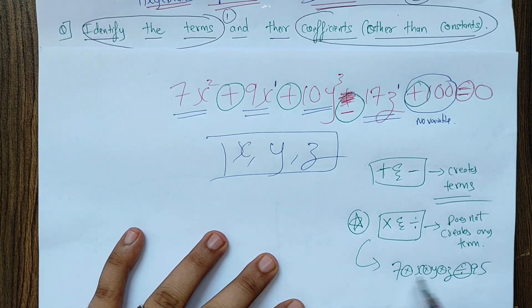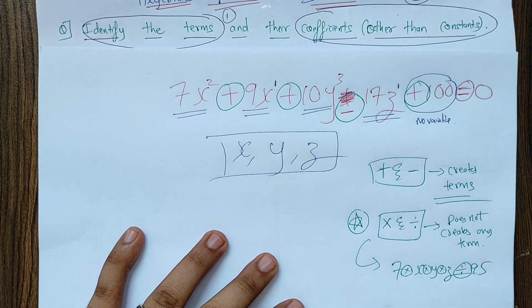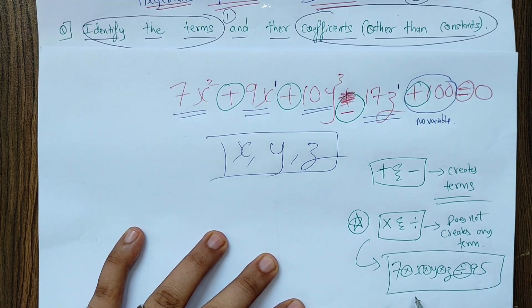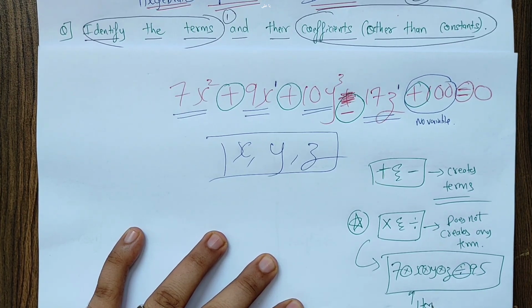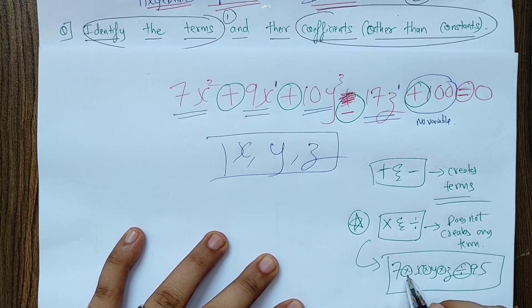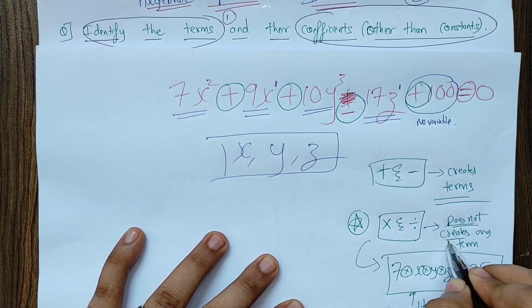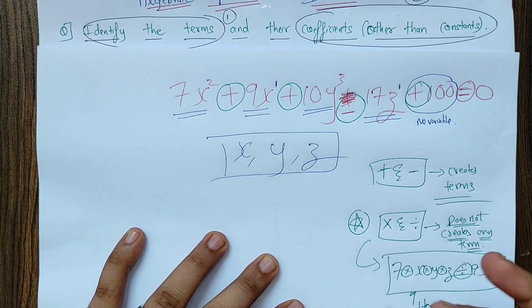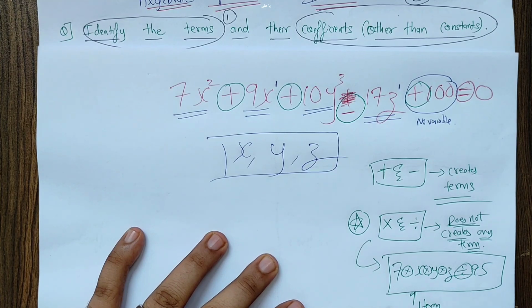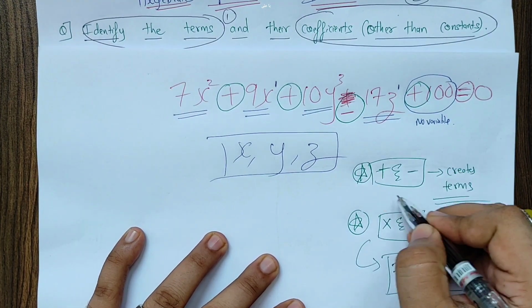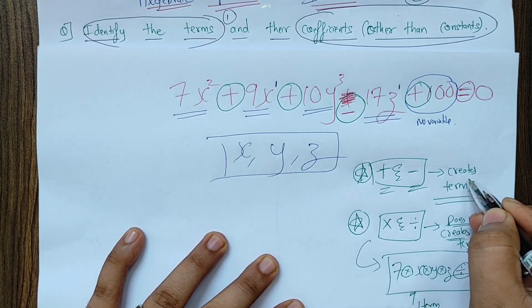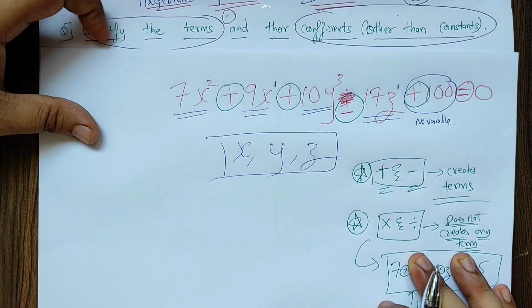So how many terms can you see here? Now I'm starting with the concept of terms. Pay attention. How many terms can you see here? You will say here we have one term, only one term, because multiply and division do not create any terms. Who forms terms? Only plus and minus symbols create terms. Okay, so that's the reason.